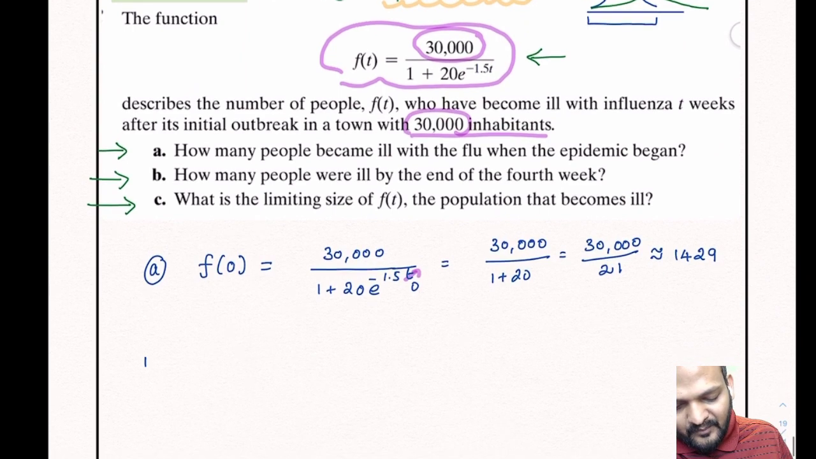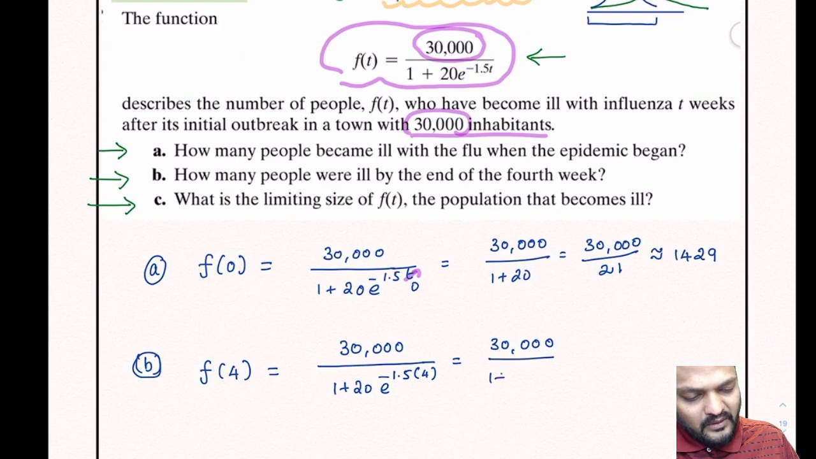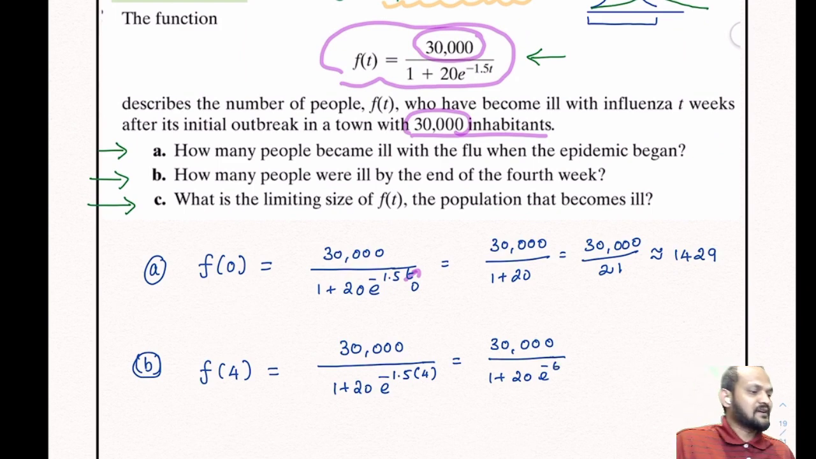Let's take a look at part B. Part B is what happens after 4 weeks, right? So which means we are looking at f of 4, which is, again, by the formula, 30,000 divided by 1 plus 20 times e to the negative 1.5 t, and t is equal to 4, which is 30,000 over 1 plus 20 times e to the negative, that's 6, right? That's e to the negative 6.